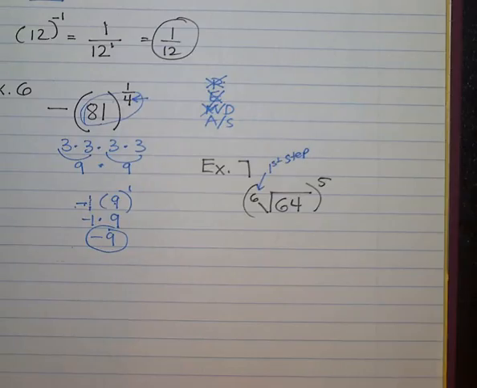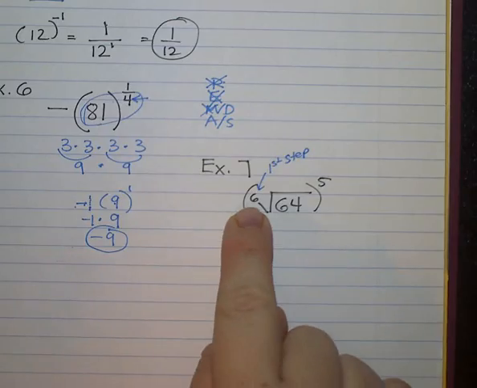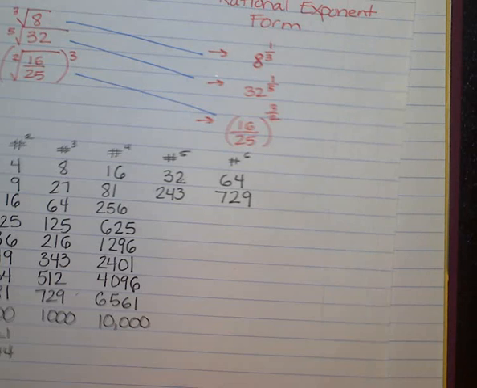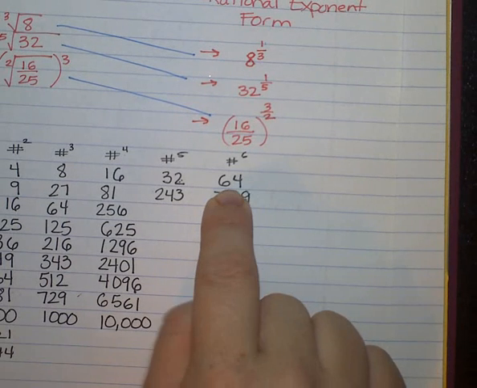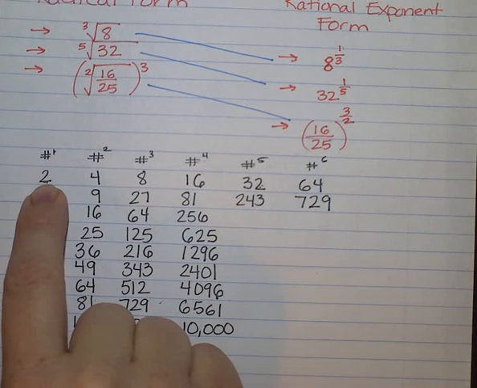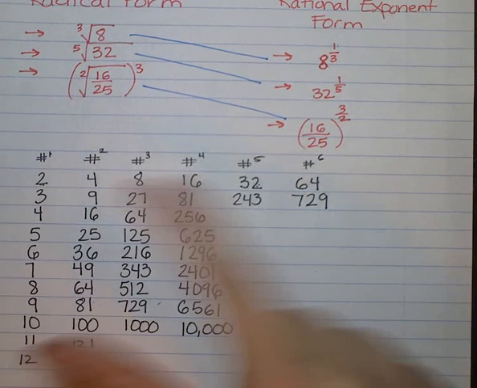So I'm going to go to the 6th column, and I'm going to look for what times itself 6 times equals 64. In the 6th column, right away I get an answer of 64, and 64 corresponds with 2. So 2 to the 6th is 64.